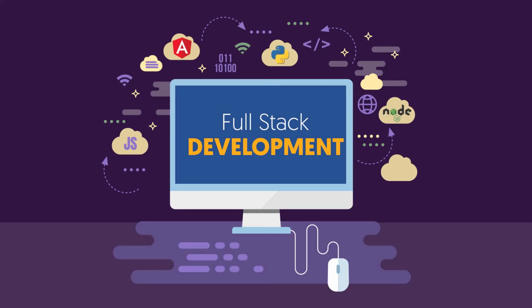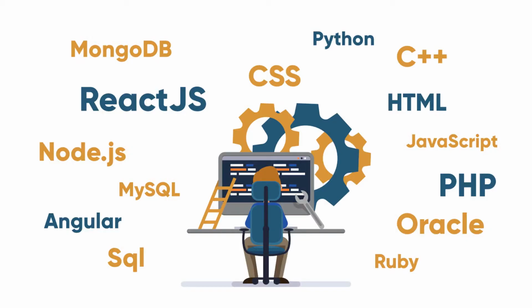Now we have something called full stack development. It's the combination of both front-end and back-end development. We have HTML, JavaScript and CSS as the front-end technologies, and we have Python, C++, Ruby and Node.js as the backend languages. We also have MySQL and MongoDB as the database management systems. MongoDB is basically a NoSQL database. We will deal with these in later videos. We also have some frameworks like AngularJS, Node.js and React.js.